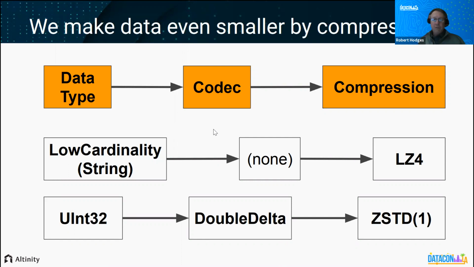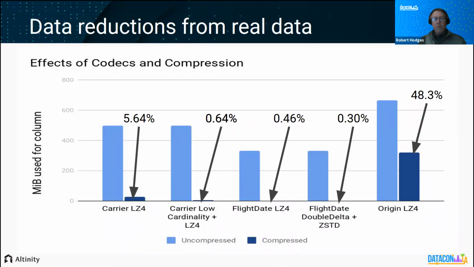Here are some examples of how effective this can be. For example, the carrier name, which is a short string: if we do nothing, it gets compressed with LZ4, and the reduction is almost 95%. It's 5.64% of the data that actually gets written, or size on disk. What's even better is if we take that carrier and apply low cardinality, so turn it into this dictionary encoding and then put LZ4 on it, we get less than 1% of the data stored. This is an enormous compression.